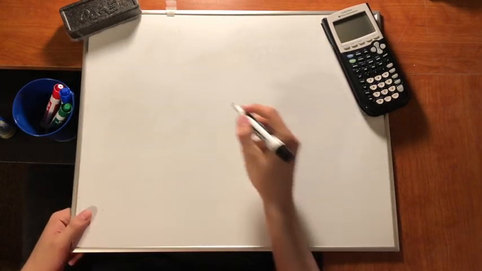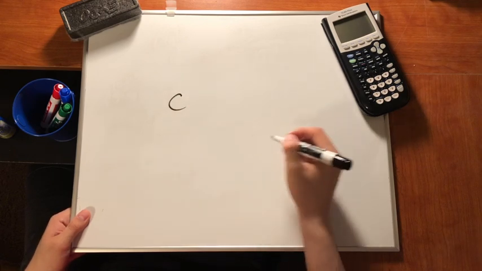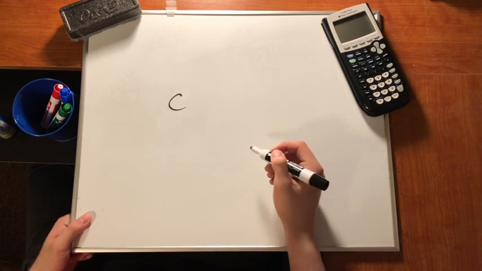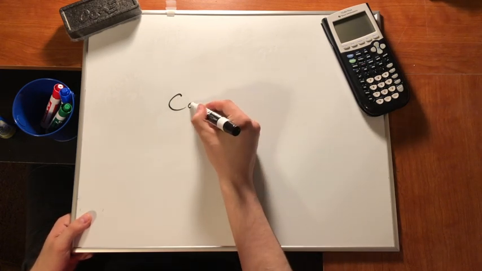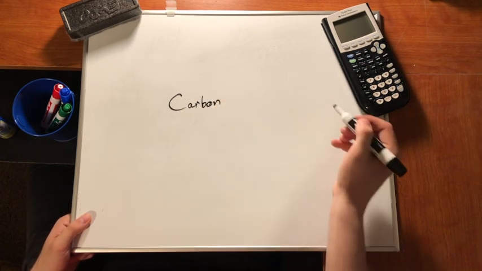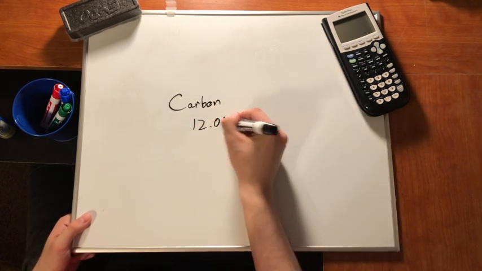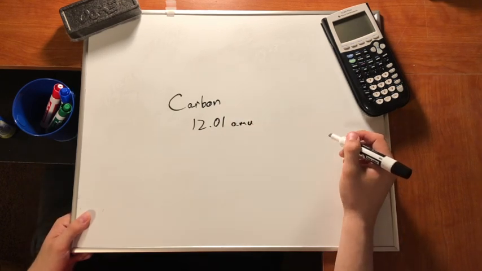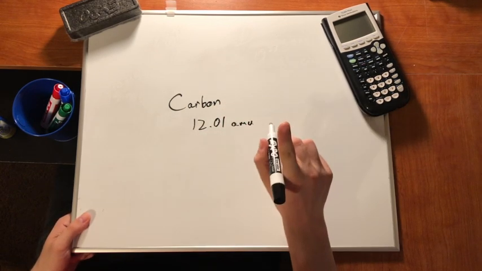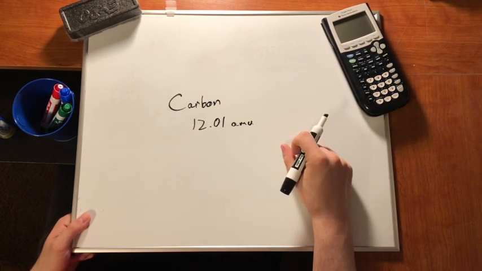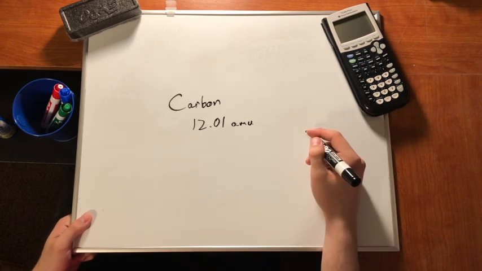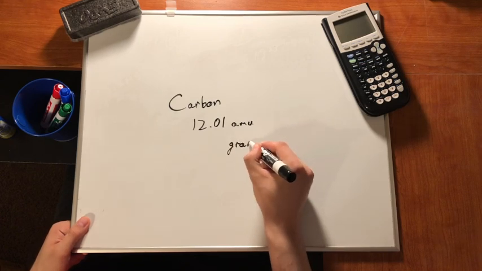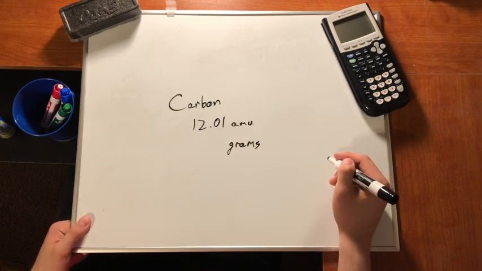So let's talk about a carbon atom. I'm going to put C here. If we look at our periodic table, we know that the average atomic mass for one atom of carbon is 12.01 atomic mass units. This is the average mass for one atom of carbon. Now again, that's all nice, but if we're doing a chemical reaction, we want to think of carbon's mass in grams.